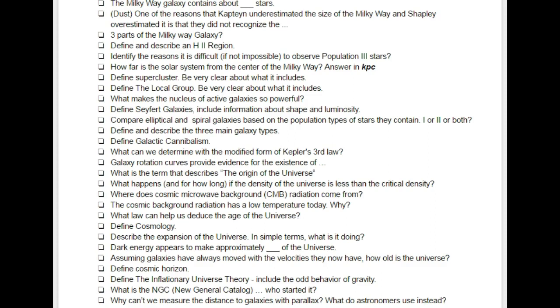The rotation curves, let's see what that tells us. When we plot the rotation of our galaxy, the curves that come out of that provide really strong evidence for the existence of dark matter. I'm going to make you look up the term that describes the origin of the universe. It's really easy. There's even a popular sitcom named after it.